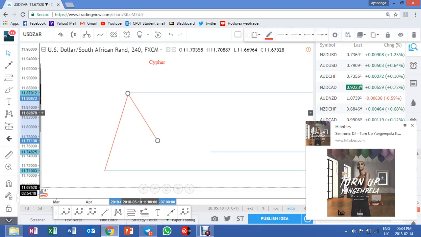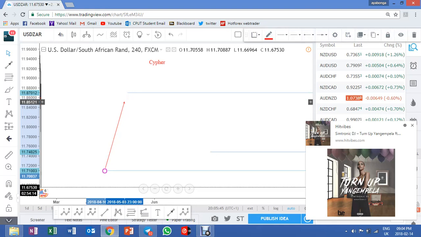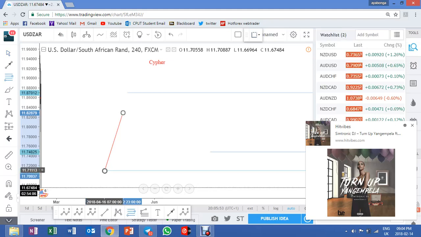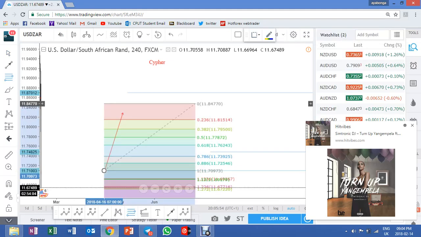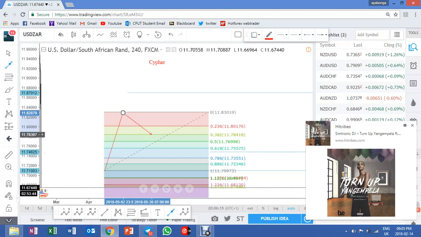Your Cypher pattern differs from these two that we just did. So you use your Fibonacci retracement tool and you extend it like this, from your leg XA, which is from the bottom to the top, and then you've got your X here, your A here, and then your B will end at this level most of the times.